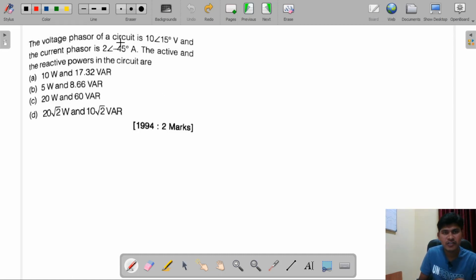The voltage phasor of a circuit is 10 at an angle 15 degrees volts and the current phasor is 2 at an angle minus 45 degrees amps. The active and reactive powers in the circuit are? So voltage is given, V is equal to 10 at an angle 15 degrees. Current is 2 at an angle minus 45 degrees.